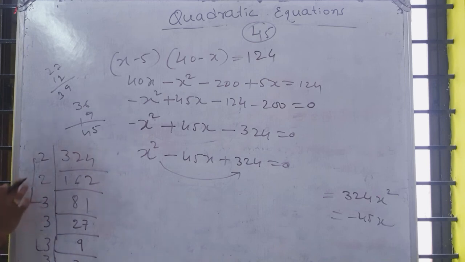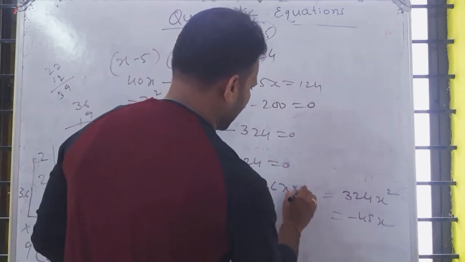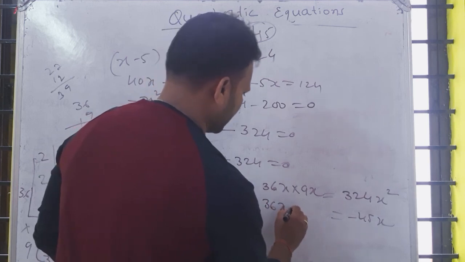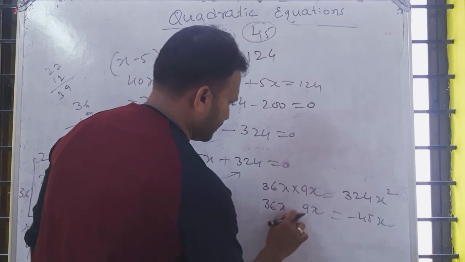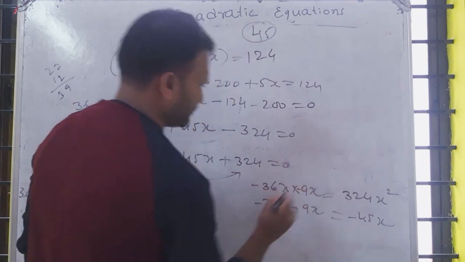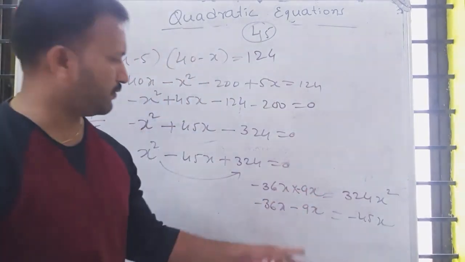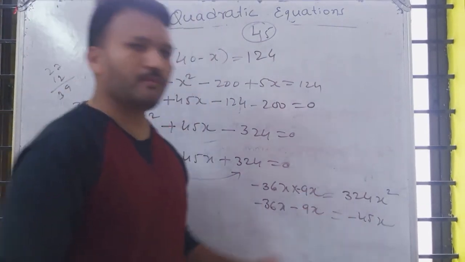So you can take one more here: 12 3s are 36 into 3 3s are 9, 36 into 9. So here 36x into 9x, and 36x plus 9x will give 45. Now on both sides we should take the negative sign, so that minus into minus is plus: 36 into 9 is 324, x into x is x square, minus 36x and minus 9x will give minus 45x.